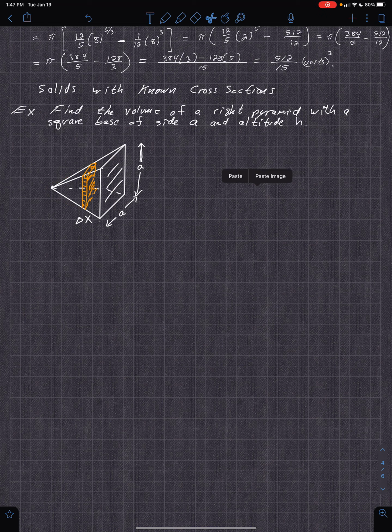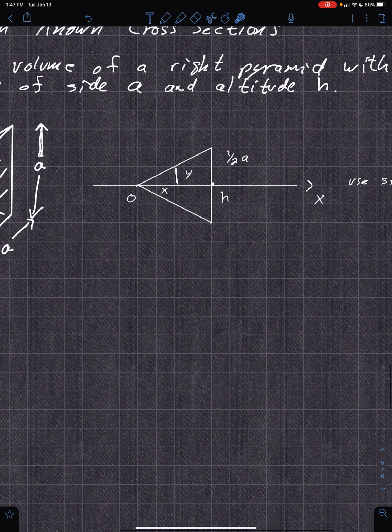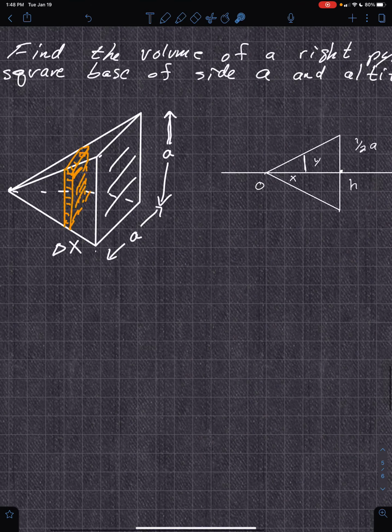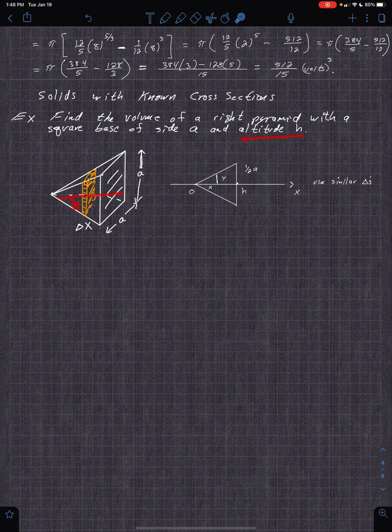So draw this next. I drew this ahead of time. So draw an axis. So this would be like your x-axis. This is 0. And then the height, you can see, is from here to here. So the height of that is h. So we don't know what that is. Okay, because it says altitude h. So that's the altitude, from here to here.